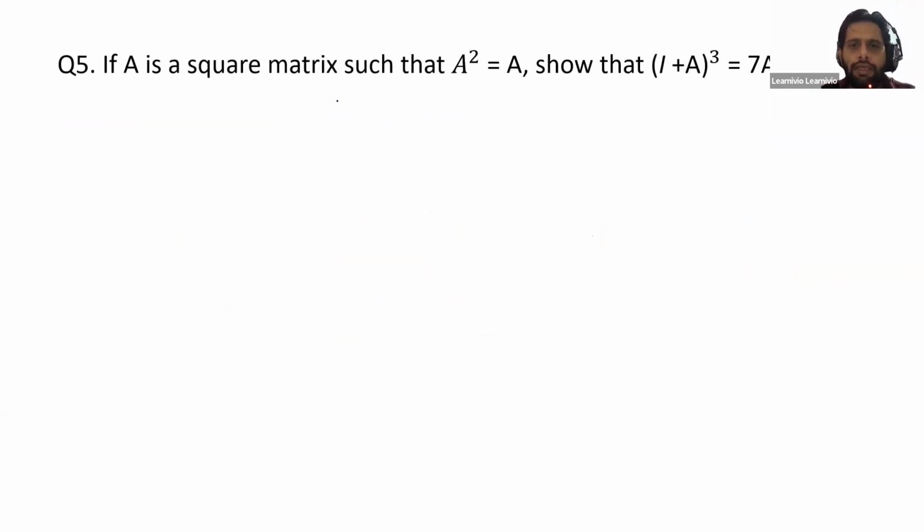Next question, if A is a square matrix and A square is equal to A, then show that I plus A cube.